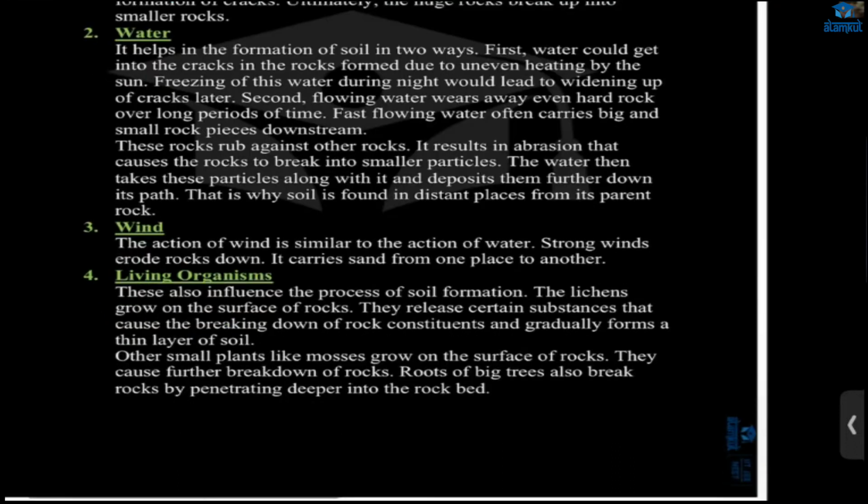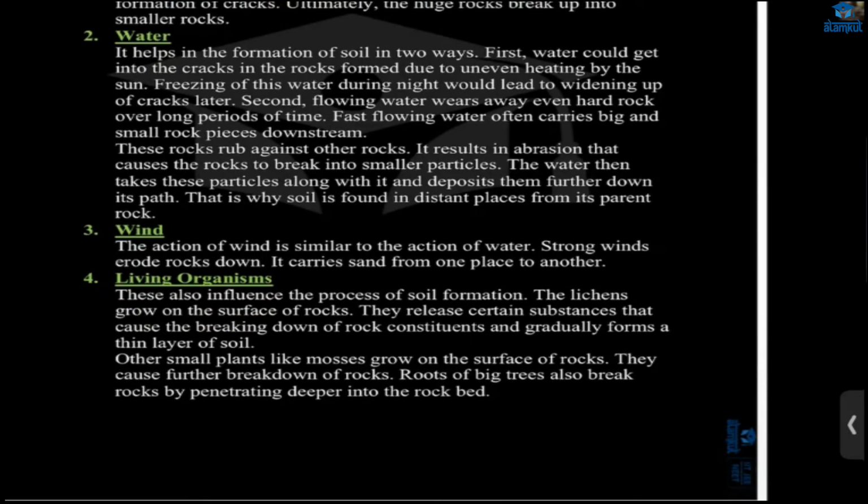And living organisms, how will they form the soil? The lichens and the moss grow on the rocks. So they will break down the rocks, and because of that, a thin layer of soil will be formed.